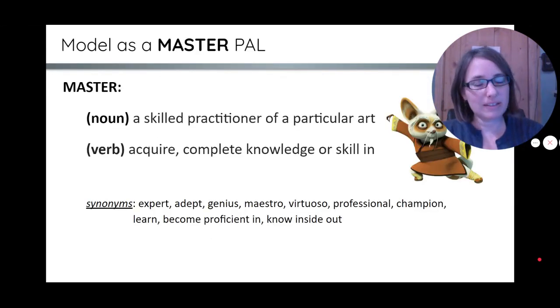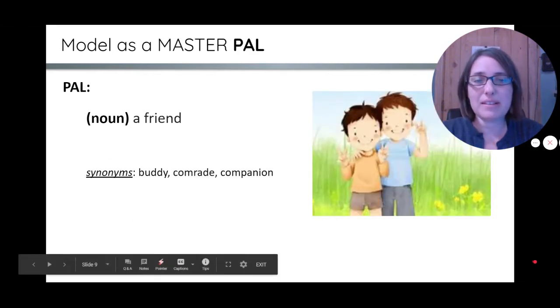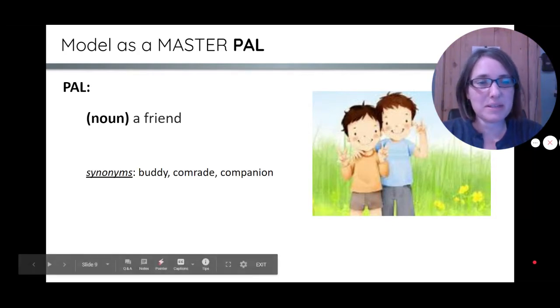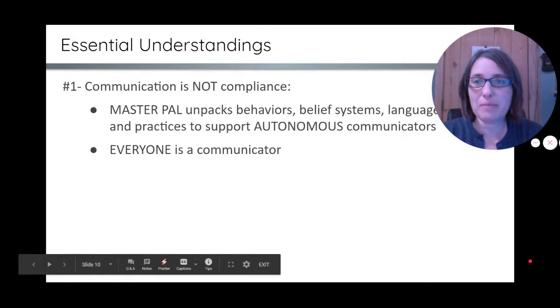But MasterPal clearly has a double meaning. When someone is a master, they're skilled, they're talented, they have competence in their area of expertise, and a pal is a friend. So this is really a bid for us to be skilled companions and communication partners. A friend is someone you want to spend time with and want to engage with.